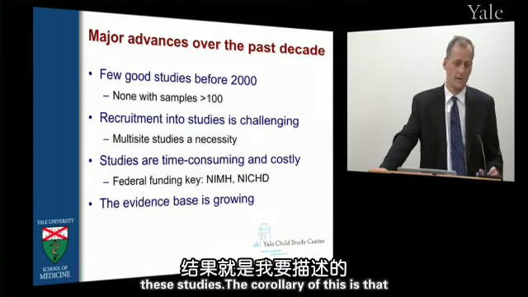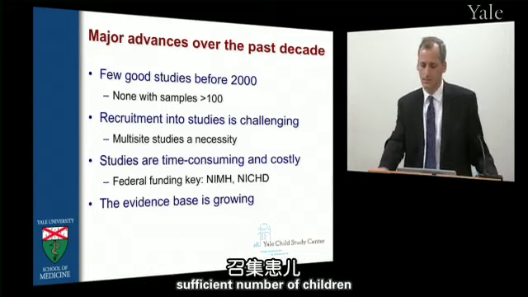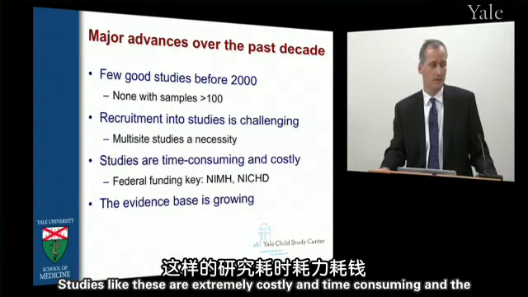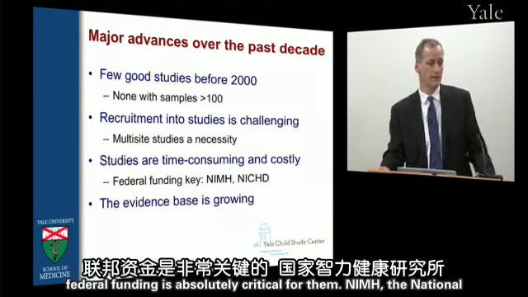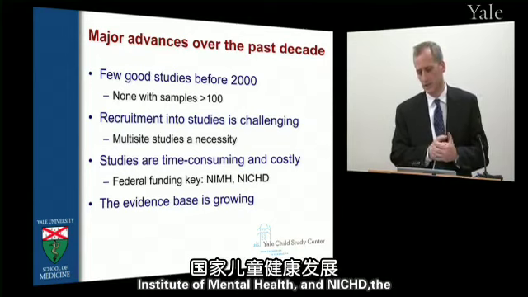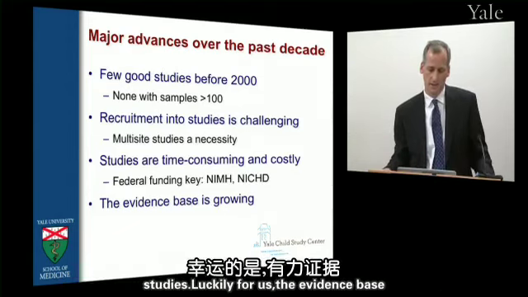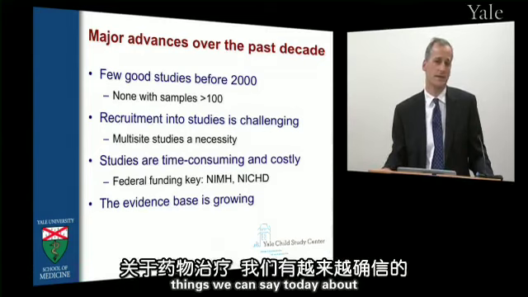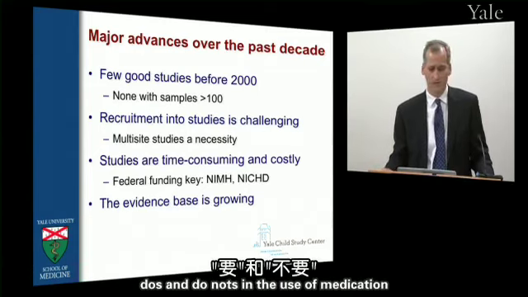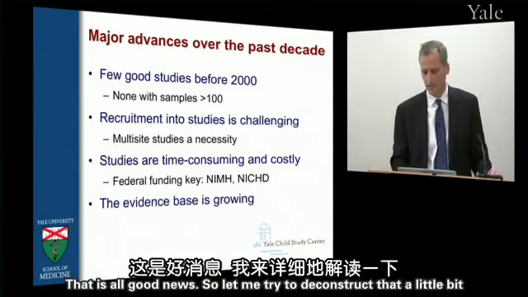And the corollary of this is that most of these studies that I'll describe had to be multi-site efforts, many different sites coming together in order to identify and recruit sufficient number of children. Studies like these are extremely costly and time-consuming, and the federal funding is absolutely critical for them. NIMH, the National Institute of Mental Health, and NICHD, the National Institute for Child Health and Development, are two of the main funders of these large studies. And luckily for us, the evidence base is growing. There are certain things that we can say today about do's and don'ts in the use of medication that are based not just on personal opinion, but on actual data. And that is all good news.